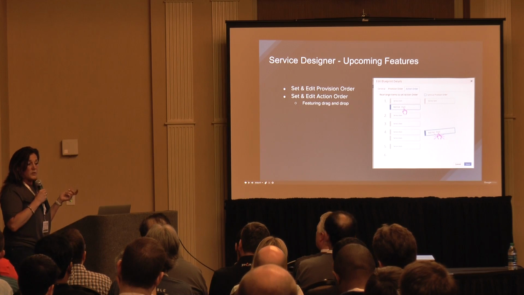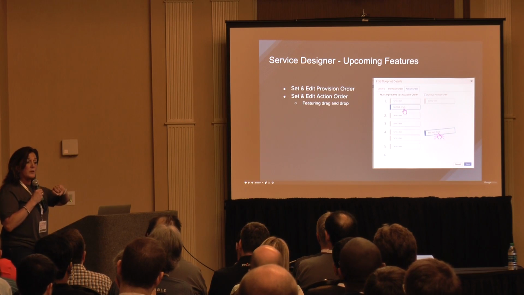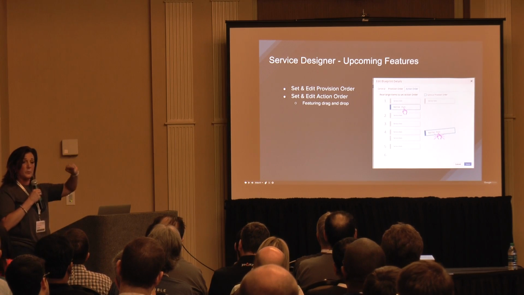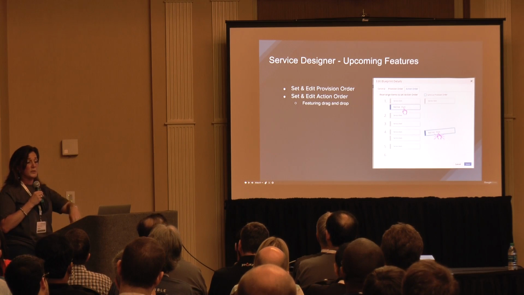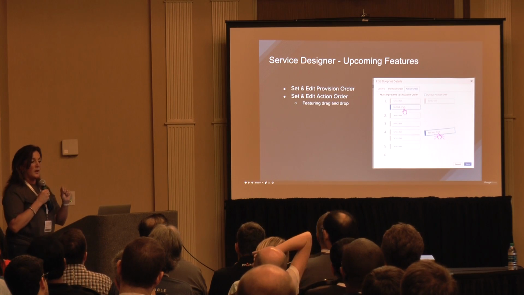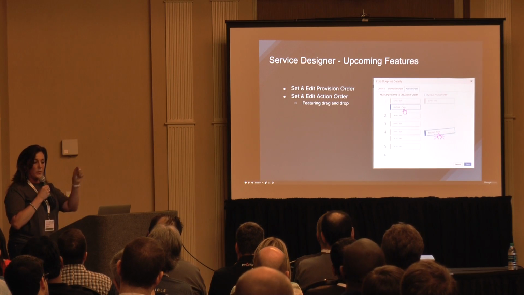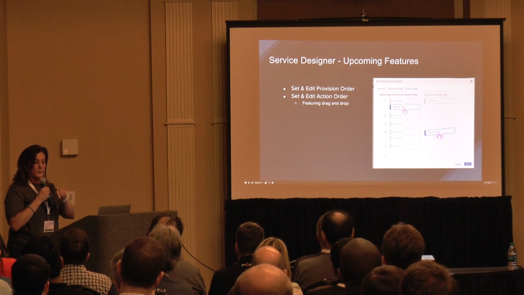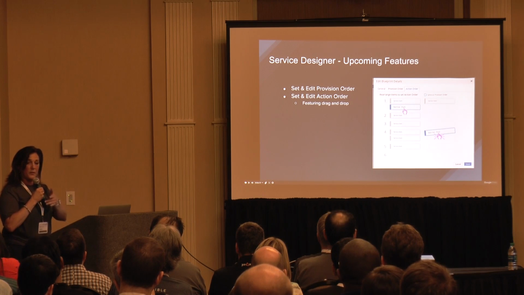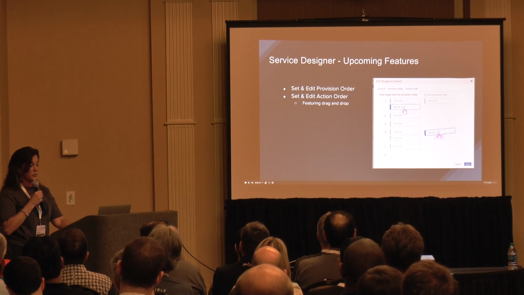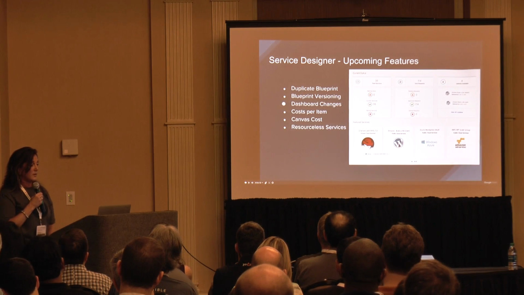Setting and editing the provision and action order, we're going to do that with drag and drop. So when you saw in the demo that I select the blueprint details, we're going to add 2 more tabs for provision and action order. It will show by default all the items that are in your blueprint. You can drag and drop those to change the order. And for action order, by default, it will be the same as the provision order. If not, if you uncheck the box, then you can change the order itself.